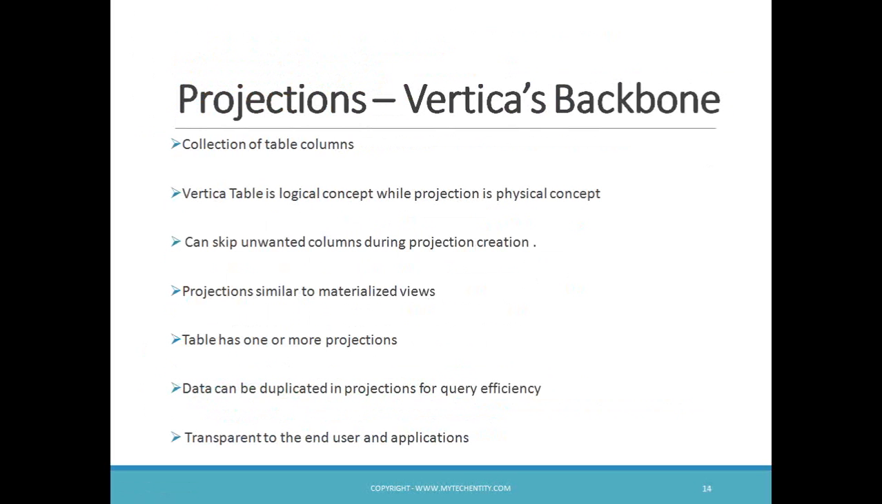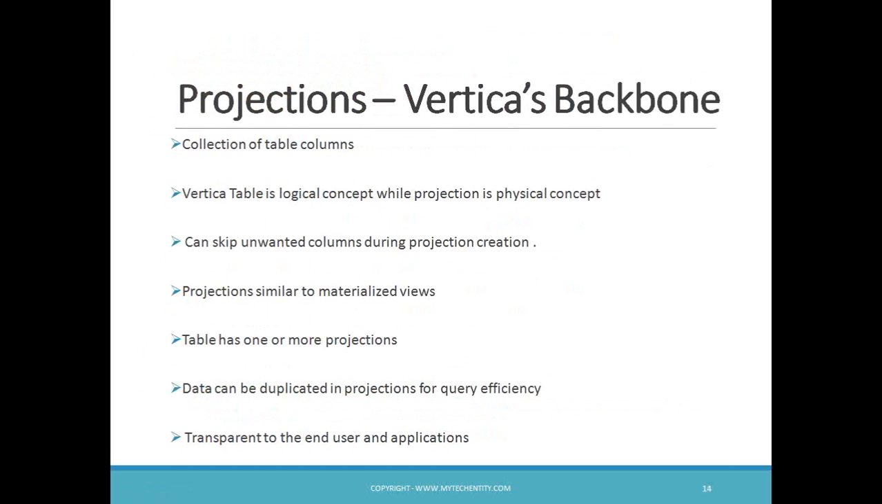How does data look in Vertica, I mean how is data basically stored in Vertica? They call it projections. It's called the Vertica backbone, basically. Projection has no equivalent in other databases, but if we compare, a projection is like a materialized view. Projection is basically a collection of table columns. A Vertica table is a logical concept, while a projection is a physical concept. Means in Vertica we can create a table, but unless we load the data, there is no projection creation. Once we start to load the data, the projection is created.